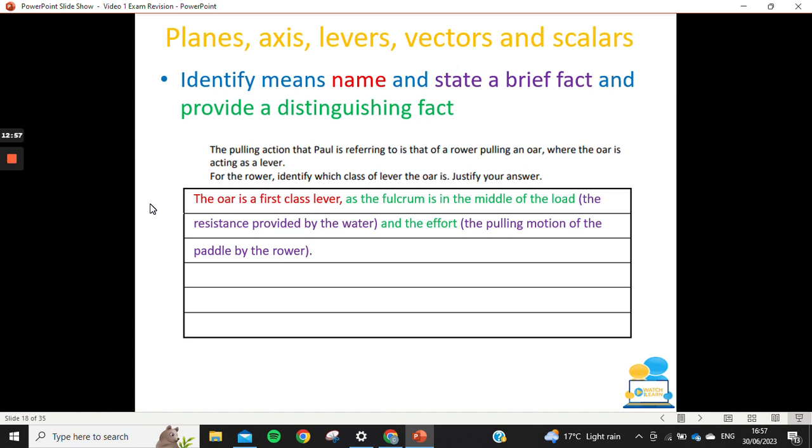Again, they're looking for us to identify the class of lever. So for the identification, we're looking to name, we're looking to state a brief fact, and we're looking to provide a distinguishing fact. So when we're looking to name it, we're naming it as a first class lever, as you can see written in red here. And again, we're distinguishing why it's a first class lever, because the fulcrum is in the middle of the load and the effort. And then in brackets, we're also stating brief facts to supplement this. So we're identifying that the resistance is provided by the water and that the effort is the pulling motion of the paddle by the rower.